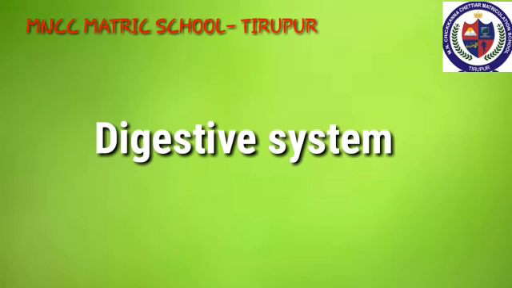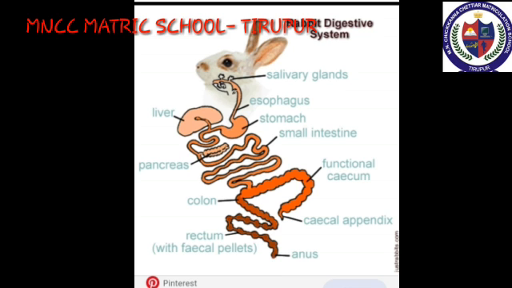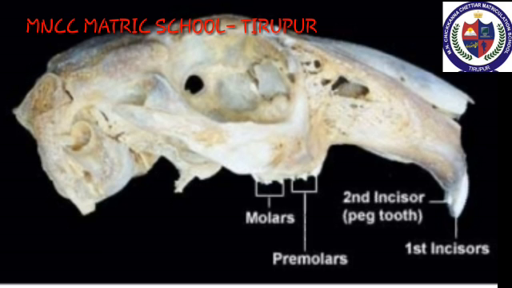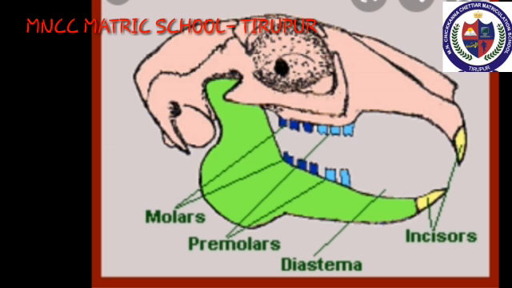Next one, digestive system of rabbit. The digestive system includes the alimentary canal and the associated digestive glands. The alimentary canal consists of mouth, buccal cavity, pharynx, esophagus, stomach, small intestine, cecum, large intestine and anus. The teeth are of heterodont type. As canines are absent, the gap between incisors and premolars is called diastema. It helps in mastication and chewing of food.